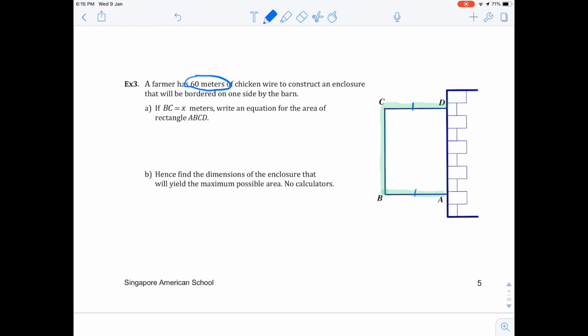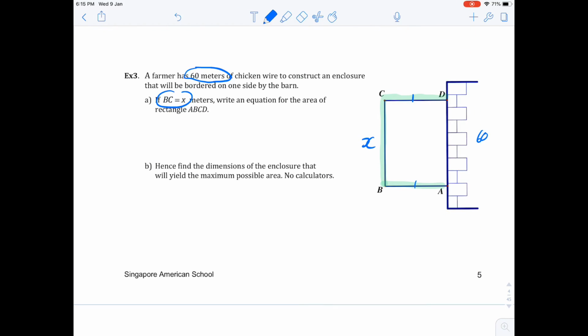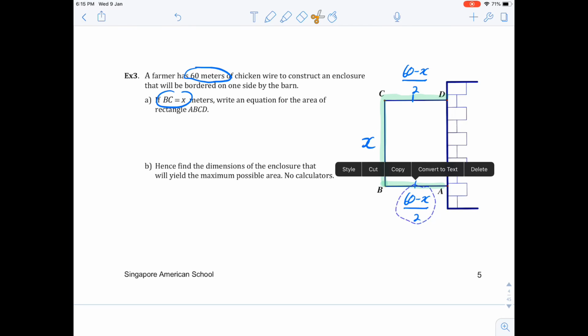If you remember anything from geometry, you'll remember that a rectangle is a parallelogram and therefore has opposite sides congruent. And so we are told that BC is x. This leaves us with 60 minus x meters of fencing for sides CD and AB, and of course those are equal, so we're going to divide that by 2, and we're going to have a length of 60 minus x over 2 for each of the CD and BA sides.